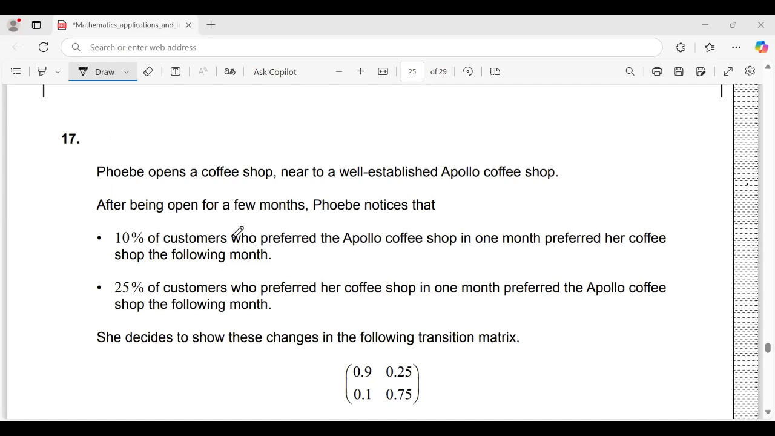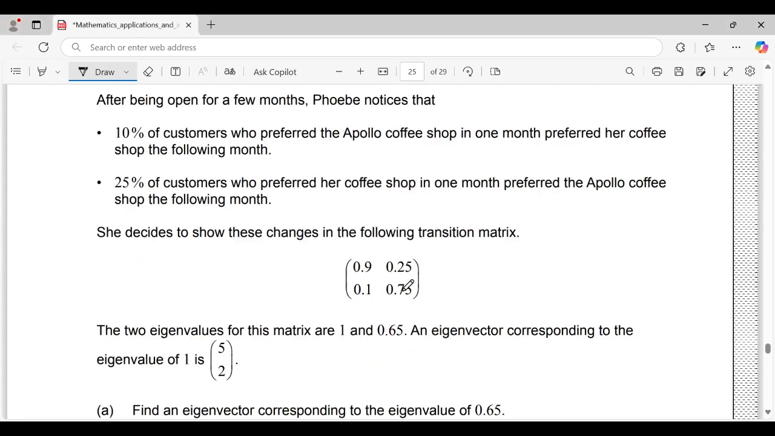Number 17. Febe opens a coffee shop near to a well-established Apollo coffee shop. After being open for a few months, Febe noticed that 10% of customers who prefer the Apollo coffee shop in 1 month prefer her coffee shop the following month. 25% of customers who prefer her coffee shop in 1 month prefer the Apollo coffee shop the following month. She decided to show the changes in the following transition matrix.